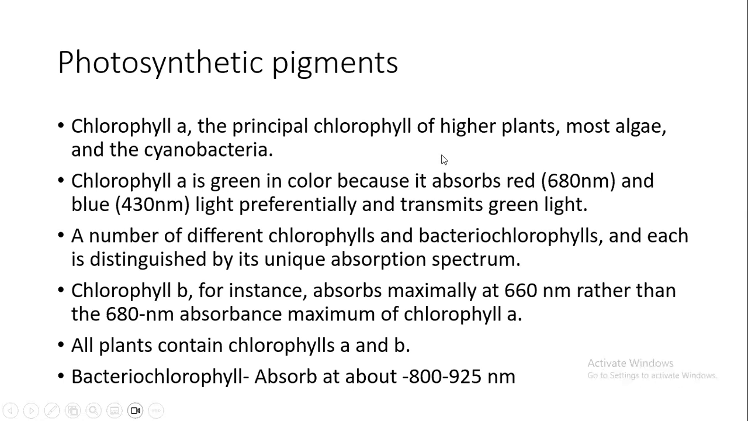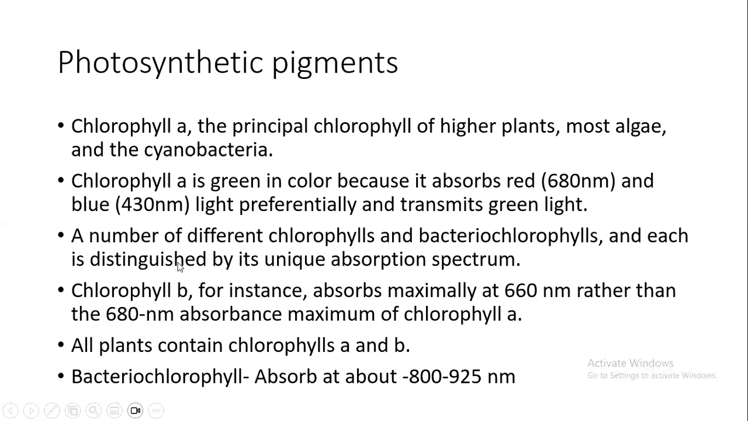So photosynthetic pigments are important components of the photosynthetic mechanism, and the chlorophyll A molecule is an important pigment in the case of higher plants, most algae and cyanobacteria. It is green in color and it absorbs red light at 680 nanometer and blue light at 430 nanometer and emits green light.